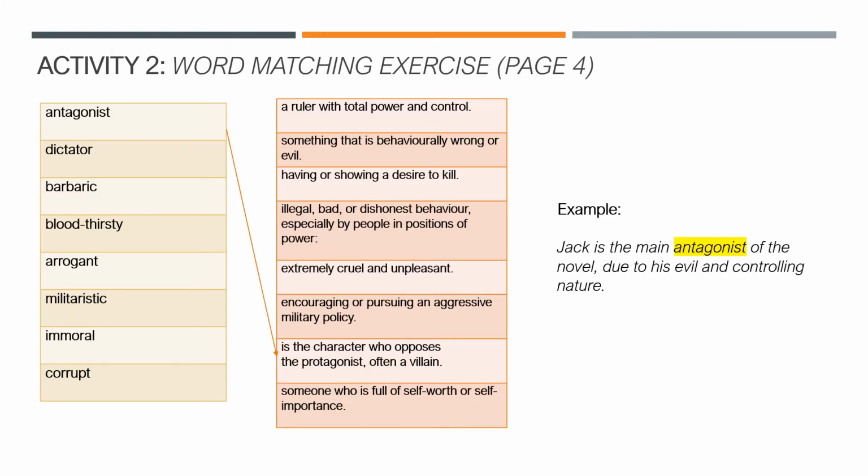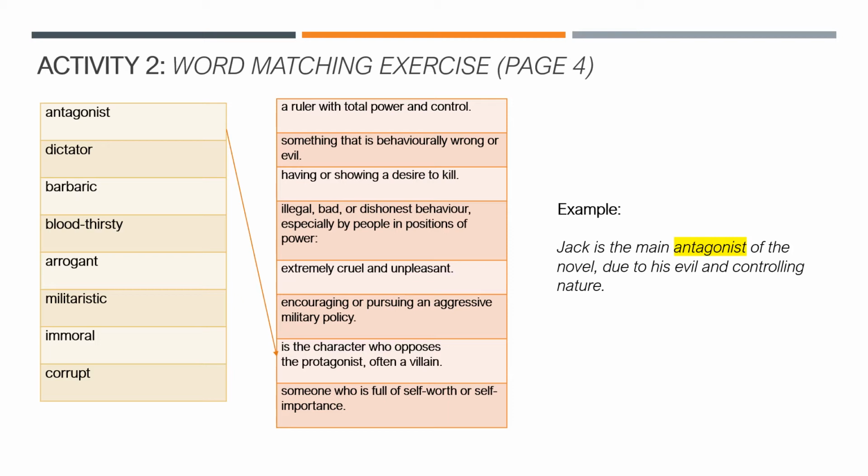Your next task is on page 4 of your booklet and it's fairly simple. All you've got to do is match the vocab on the left hand side of the table to its definition on the right. I've done an example for you. The antagonist is the character who opposes the protagonist, often a villain, as I've previously mentioned. If you are struggling with any of these words, as they're quite high level, then you are allowed to use a dictionary or the internet to help you.